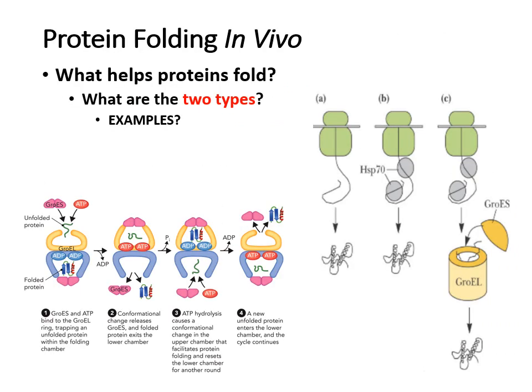We are also able to take a look at protein folding in vivo within the cells. And what we study there are chaperone proteins. Chaperone proteins help proteins fold. There are two main types. There are the clamp type, which are the heat shock proteins. And then there are the chamber types, which is like this structure here, GroEL and GroES. Those are the chamber types.